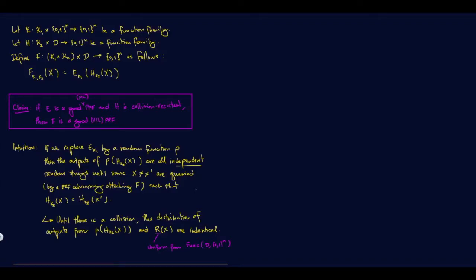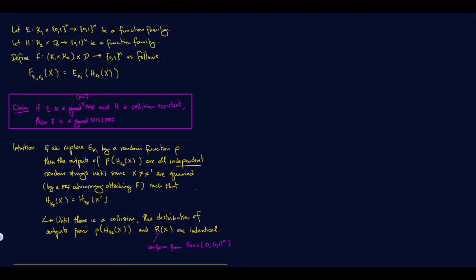In class, we've been talking about building variable input length PRFs because these are extremely useful objects. And we realized that we don't actually have any way to do this yet. We have fixed input length PRFs like block ciphers, but we don't have ones that have big domains, in particular that will allow us to take variable input length strings.